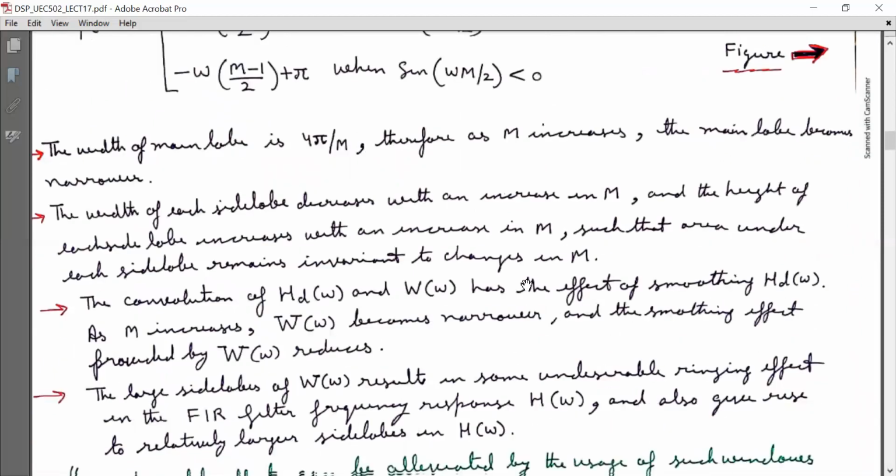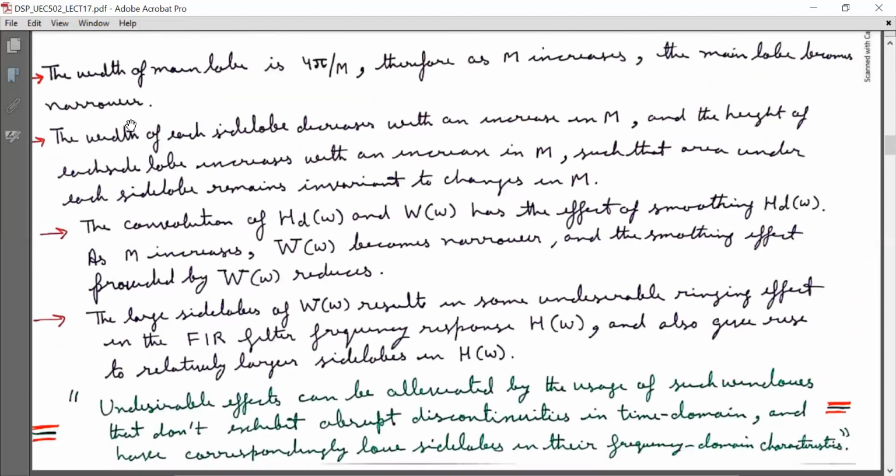These are some properties of the rectangular window in the frequency domain. The width of the main lobe is 4 pi by M. Therefore, as M increases, the main lobe becomes narrower. The width of each side lobe decreases with an increase in M, and the height of each side lobe increases with an increase in M, such that the area under each side lobe remains invariant to changes in M.